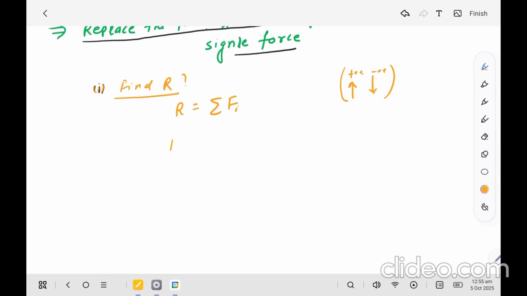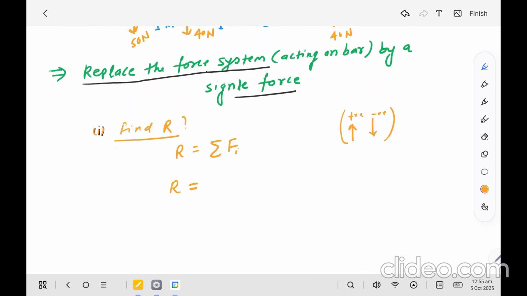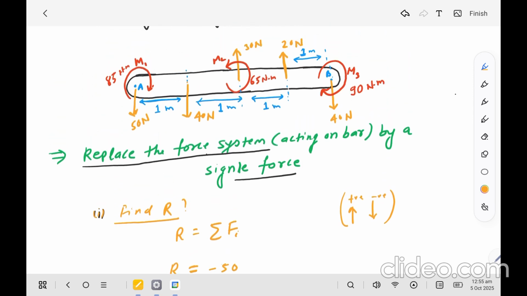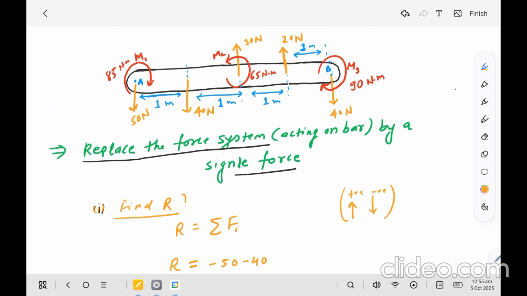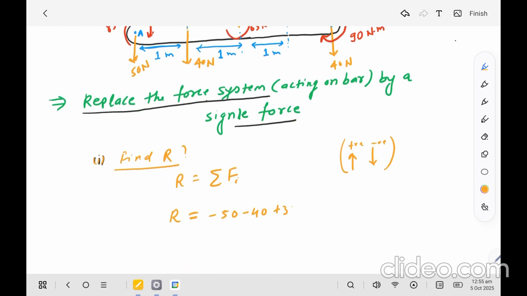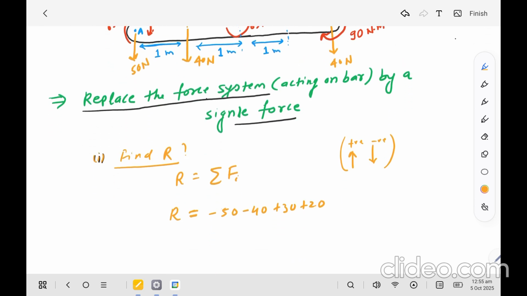So now first find the value of R. So minus 50 Newton is acting in downward direction, 40 minus 40 plus 30 plus 20 and minus 40.